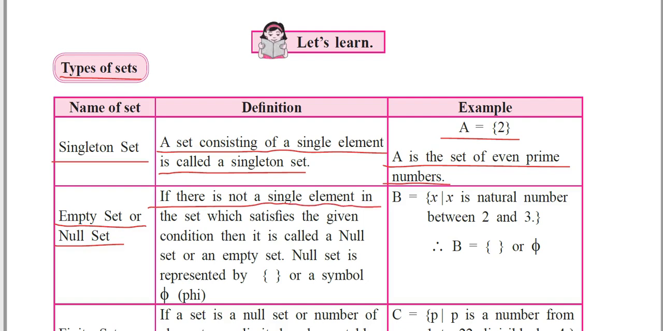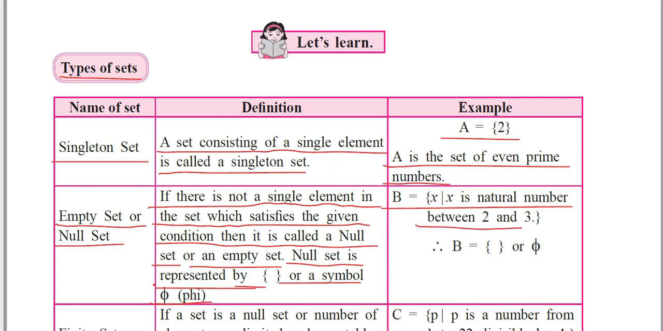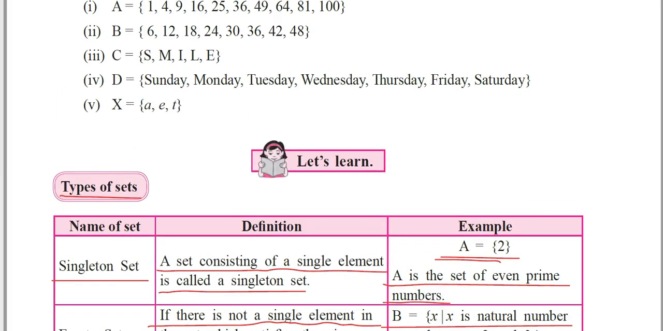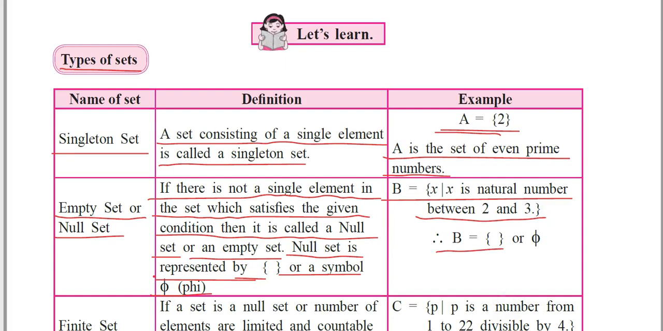Empty set or the null set. If there is not a single element in a set which satisfies the given condition, then it is called the null set or an empty set. Null set is represented by the empty curly bracket or the symbol phi. Now the example is, B is equals to in curly bracket x is a natural number between 2 and 3, but there is no natural number between 2 and 3, therefore B is equals to empty curly bracket or phi. These are the examples of the empty set.